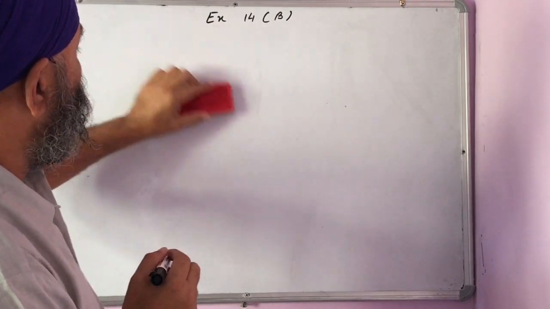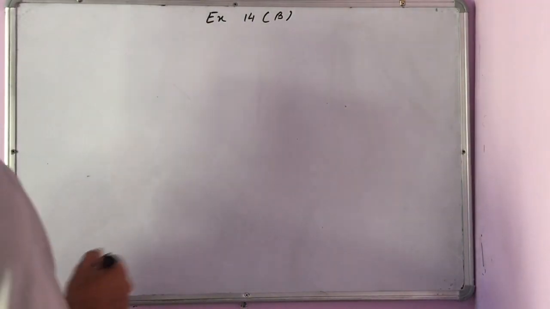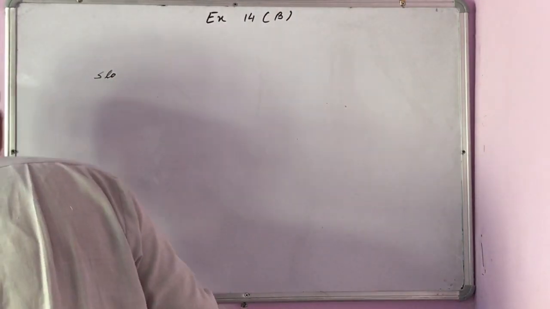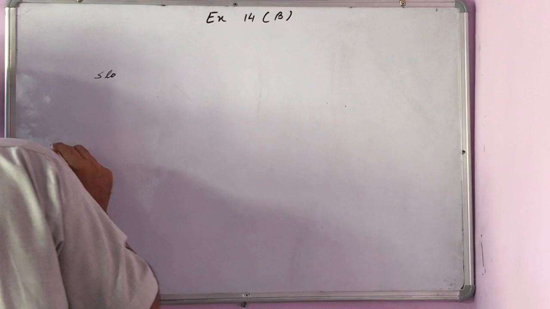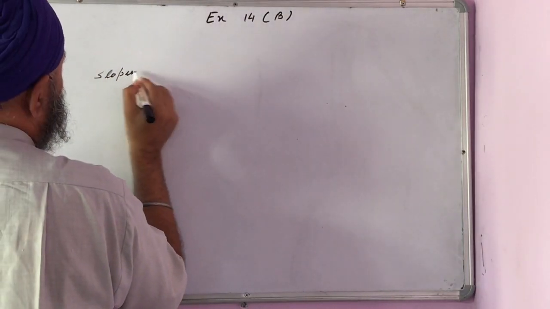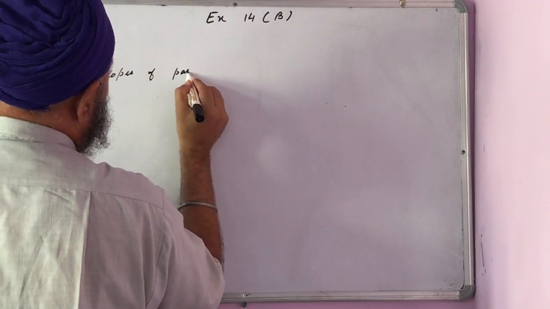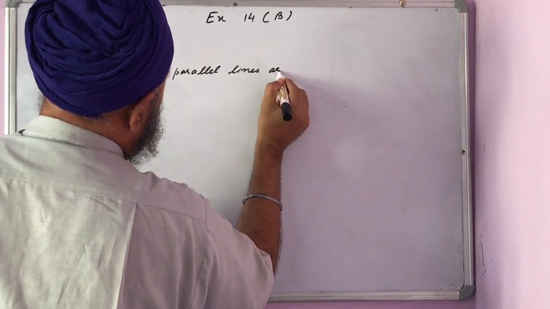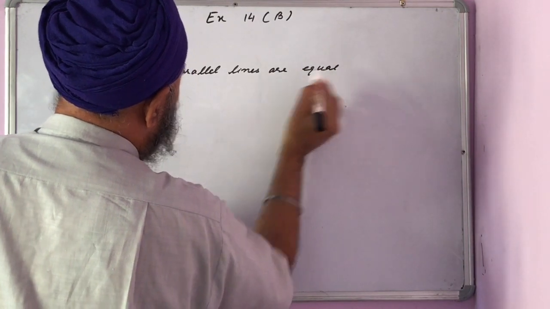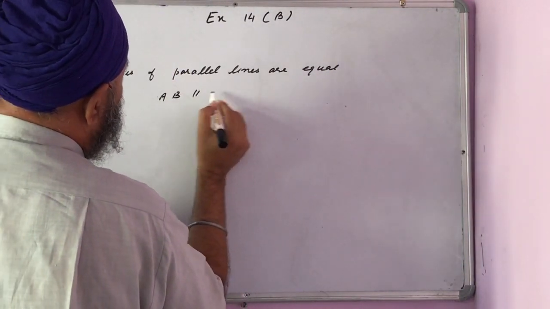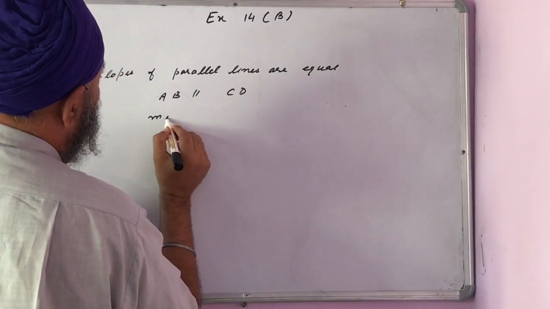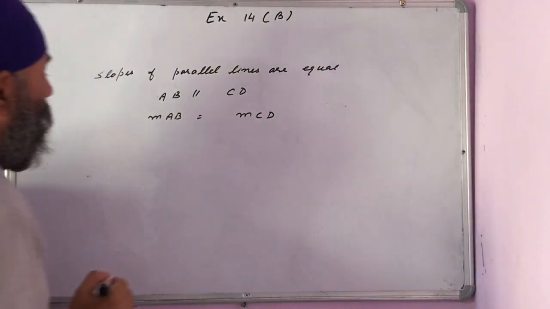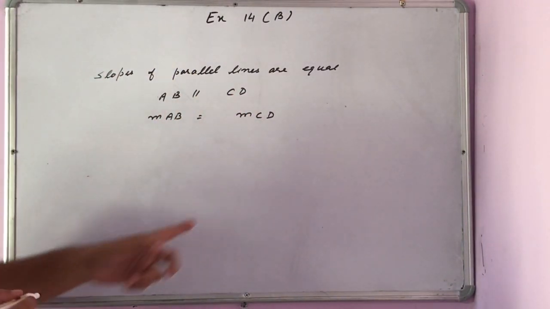Then we have to remember that slopes of parallel lines are equal. Slopes of parallel lines are equal. If AB is parallel to CD, then M of AB is equal to M of CD. The two lines are parallel, their slopes are equal.